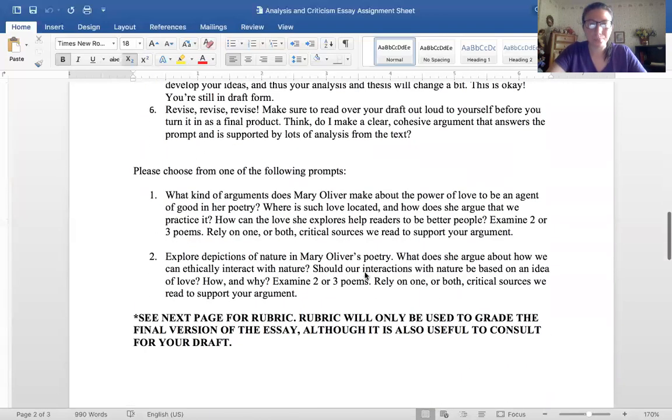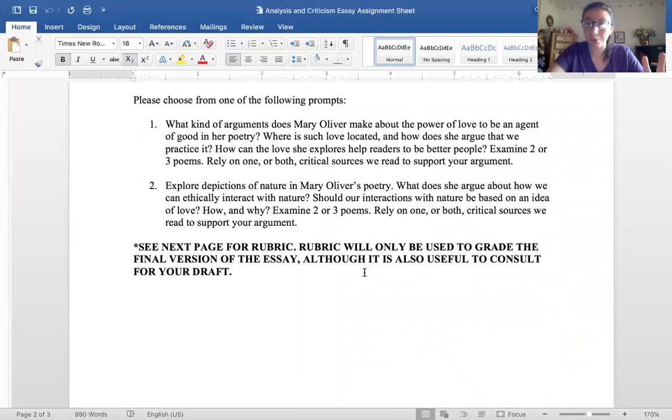Okay. And then down here, I have 2 prompts for you. I'm going to read these, but what I first want to note about these prompts is that you don't have to follow them exactly. I recommend using them as a starting point to get yourself thinking, but you don't necessarily have to adhere to them entirely. You can use them to help you decide your own topic for your essay.